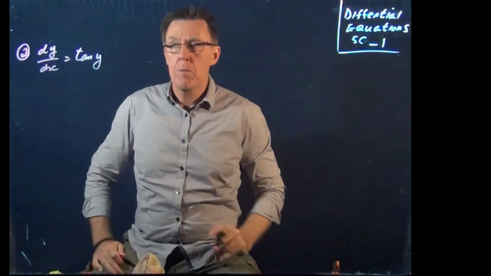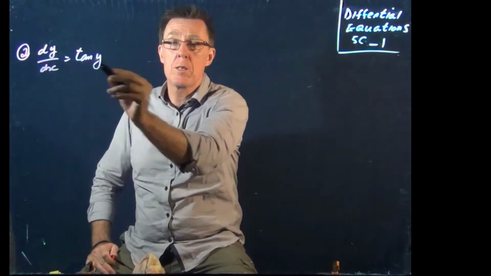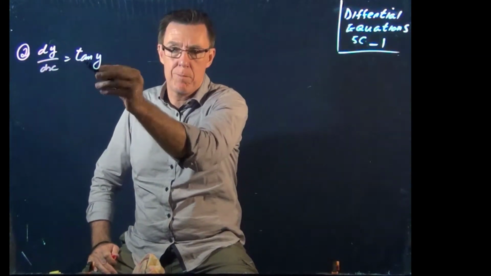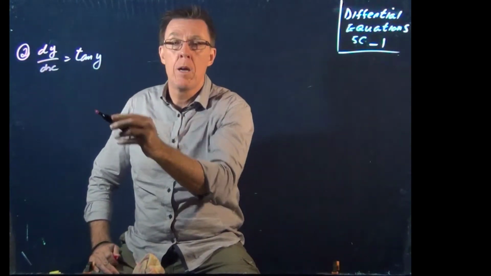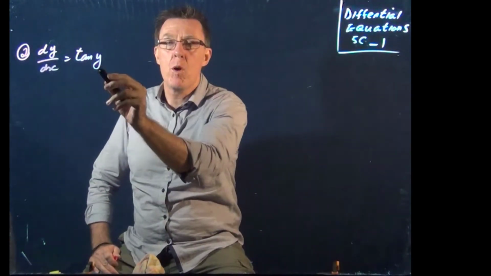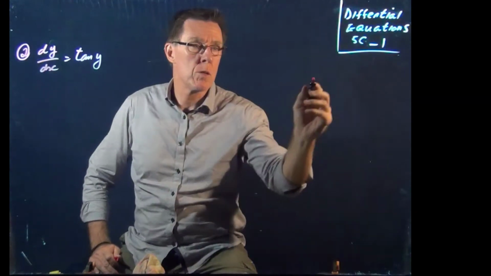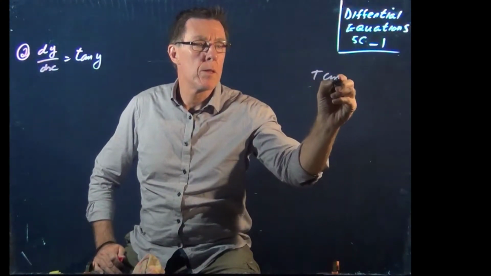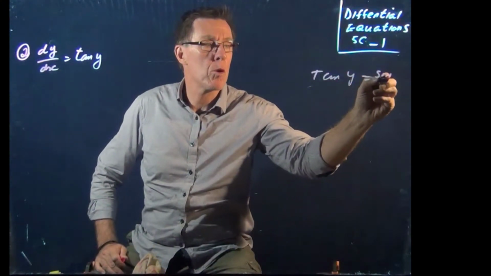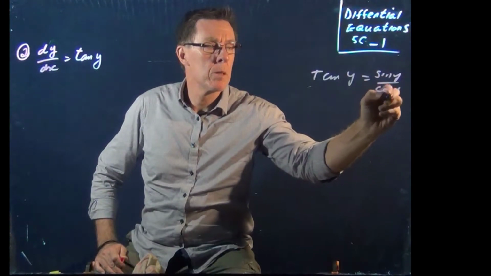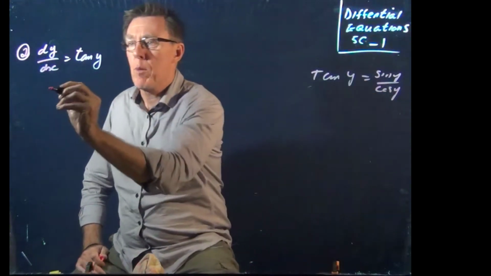So here in the second one, once again, my differential is still some function in terms of y, but there's a trig function thrown in as well. So first of all, this tan y, I'm going to make it into something that's a little easier for us to use. Now we know that tan y is equal to sine y on cos y. I'm going to do that replacement.